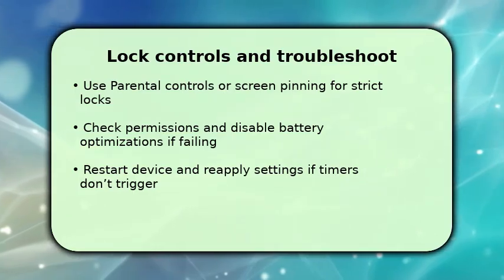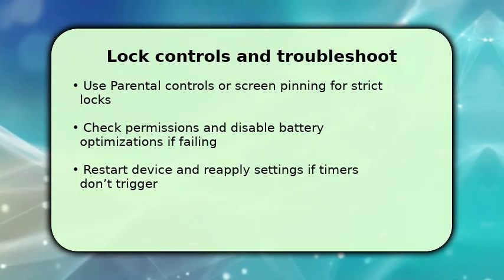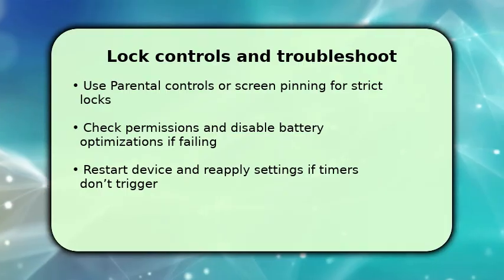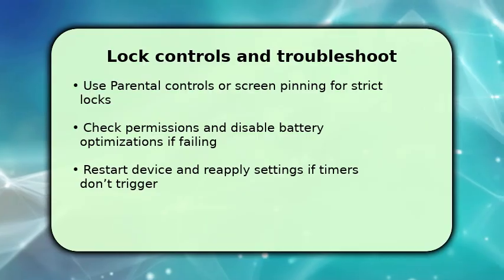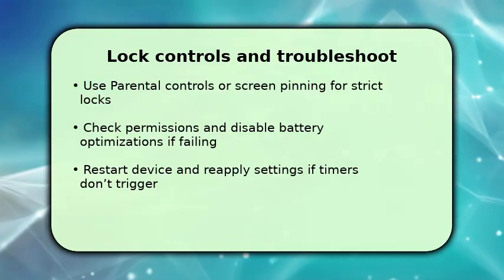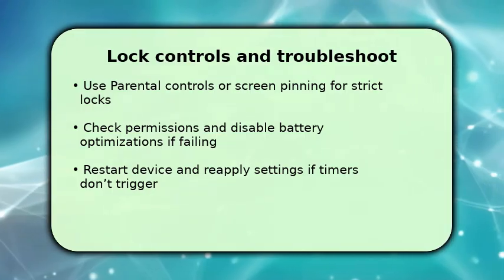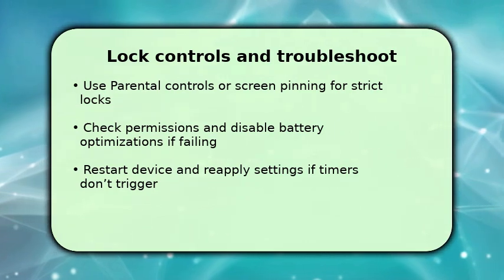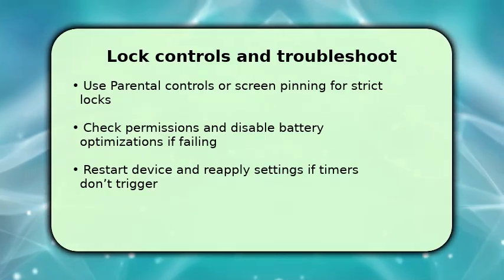Enable parental controls or use secure lock screen options so settings aren't easily changed. If timers or focus mode fail, check app permissions and disable battery optimization for digital well-being and Samsung system apps. Those settings can silently stop enforcement. Restart the phone after changes, then rerun a timer to verify. If issues persist, remove and re-add the affected timer or routine. That usually resets triggers and restores expected behavior.